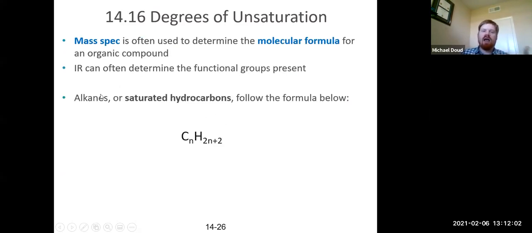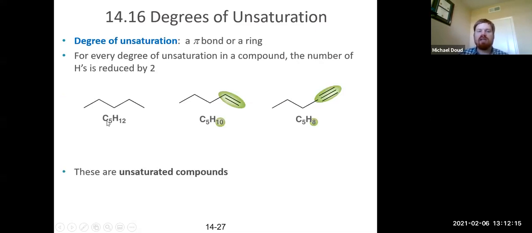The alkanes always follow this formula where you have a number of carbons, n, then the number of hydrogens has to be 2 times n plus 2. And that's just mathematically, that's how it always works out. So like pentane, for example, C5H12, n equals 5, 2n plus 2 equals 12.